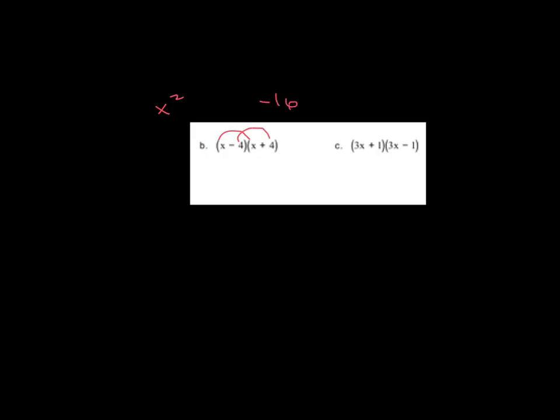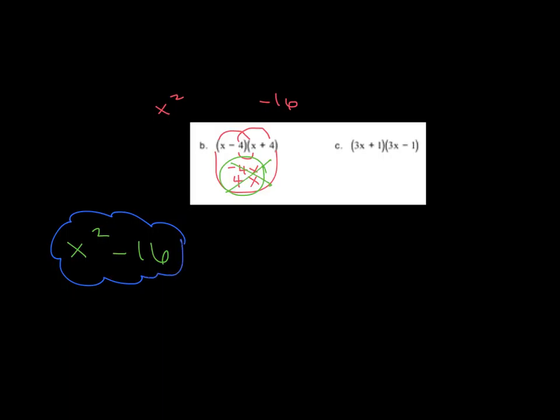There's my two perfect squares. My inners make negative 4x, and my outers make positive 4x. Just as I anticipated, my inners and outers are going to cancel, and I'm left with x squared minus 16, which is the difference of two squares. Okay? All right, let's look at one that has a coefficient.